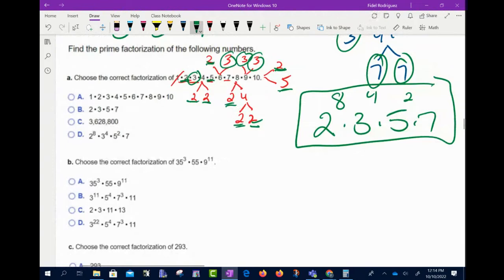And I'm going to come back over here and I'm going to say, hey, that looks like choice what? Choice D, right? And this is all I'm doing, you guys. I'm just breaking down my numbers.